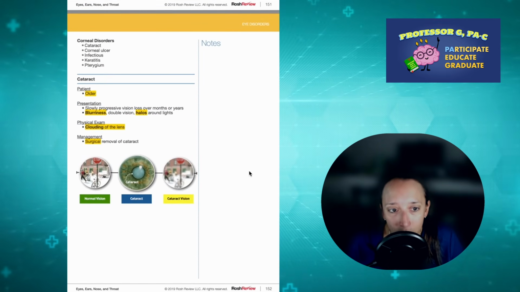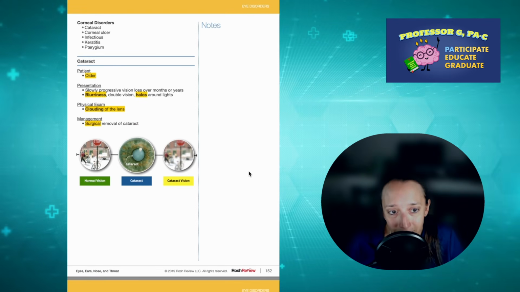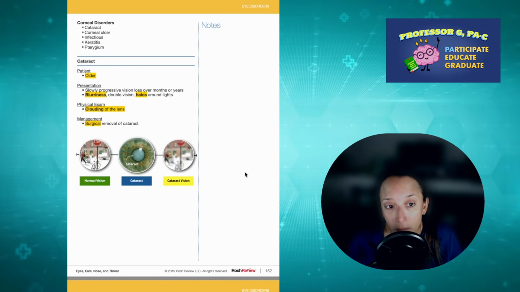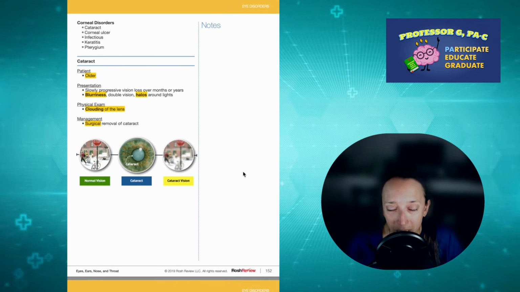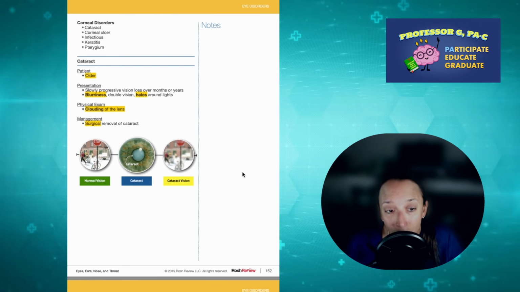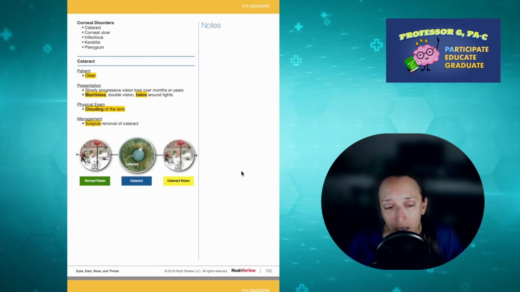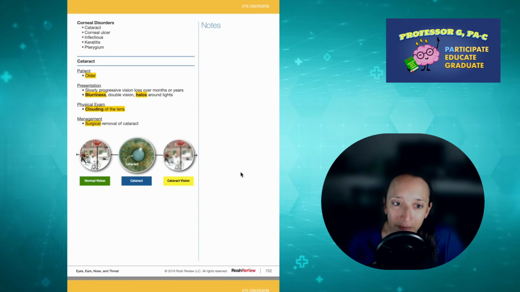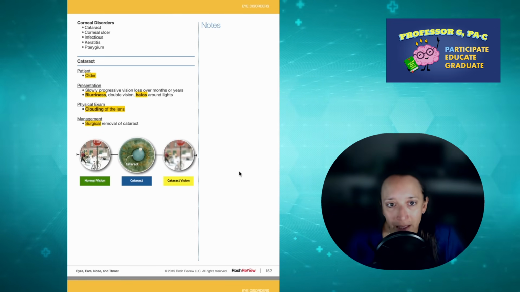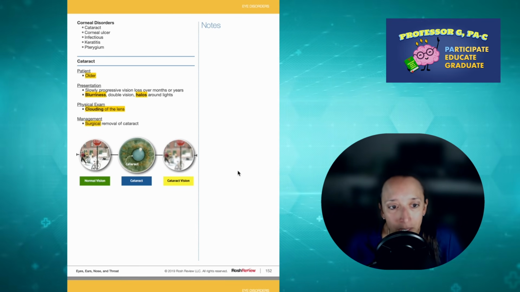All right, moving on to corneal disorders. So cataracts. We can see them in one or both eyes, but we usually see it in the older patients. That's why they're typically called senile cataracts. At some point in almost everyone's life, we'll have a little bit of cataract as the eyes age, and the lens becomes a little more opacified.